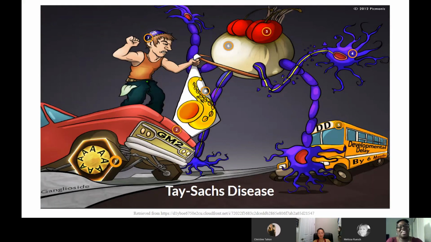All right, and so now we just have a quick little cartoon that shows the different signs and symptoms of Tay-Sachs disease. So you can take a look at that when you're ready.